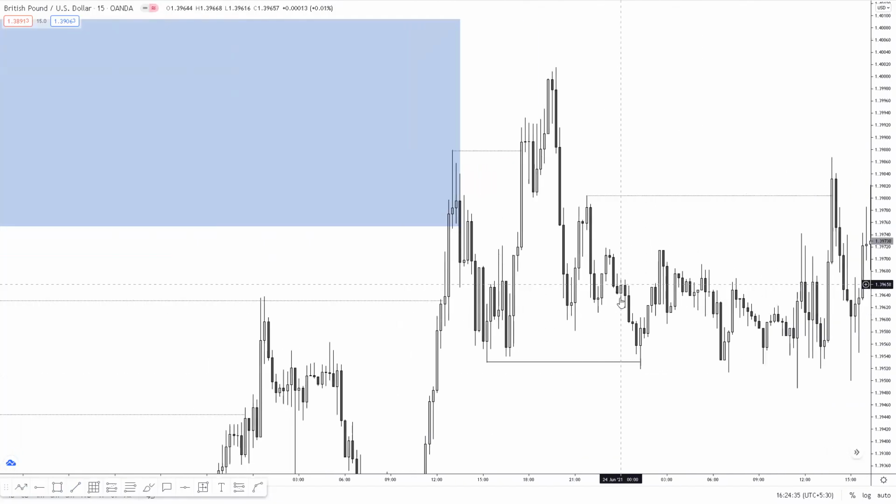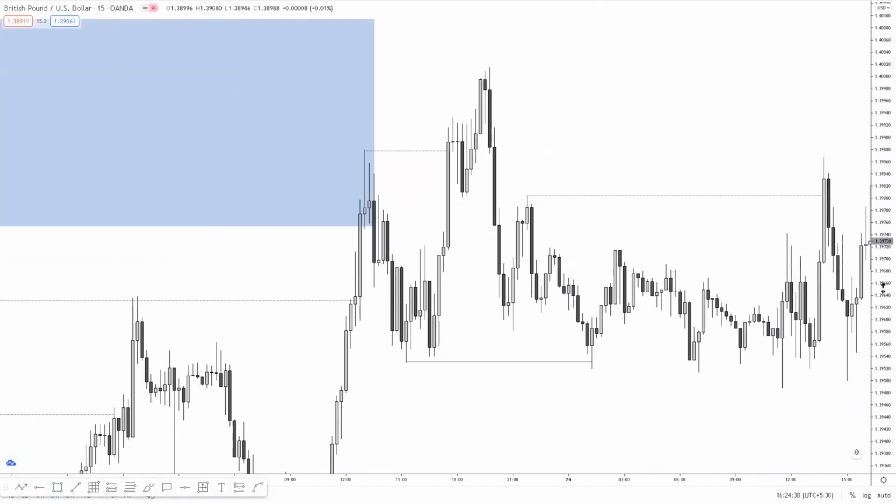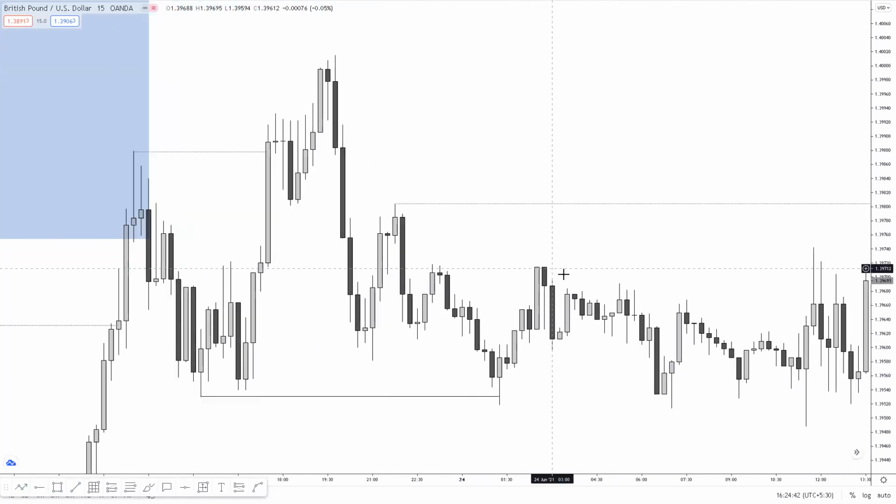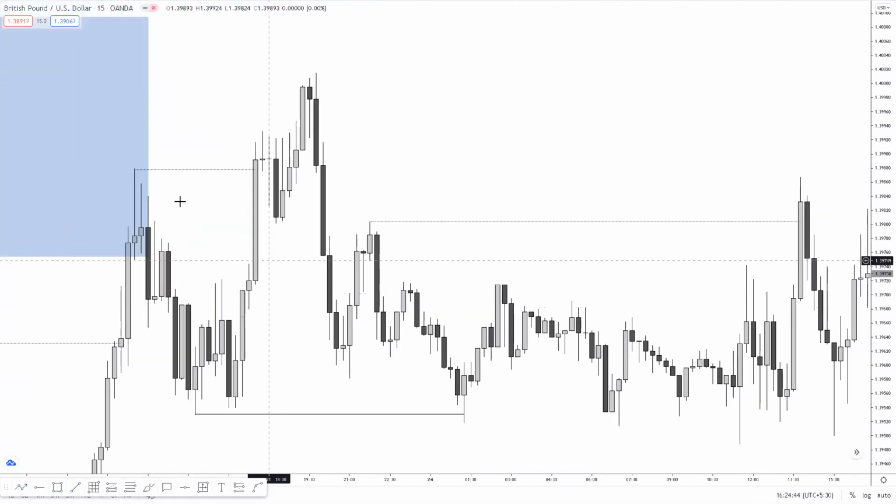I'm sorry, I can't go down to the 1 minute; I don't think they let me go this far. I'll just tell you what happened. Price made higher highs, higher lows, higher highs, higher lows, higher highs, and then broke structure right here. Broke this structure right here.